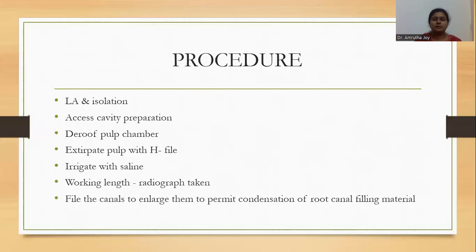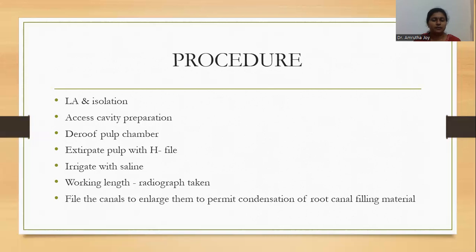The procedure of single visit pulpectomy is, first, we have to give LA and then isolate the tooth with rubber dam, and then access cavity preparation. First, we need to remove all the carious tooth structure and then enter the access cavity, that is the pulp chamber, and then deroof the pulp chamber completely, then extirpate the pulp.